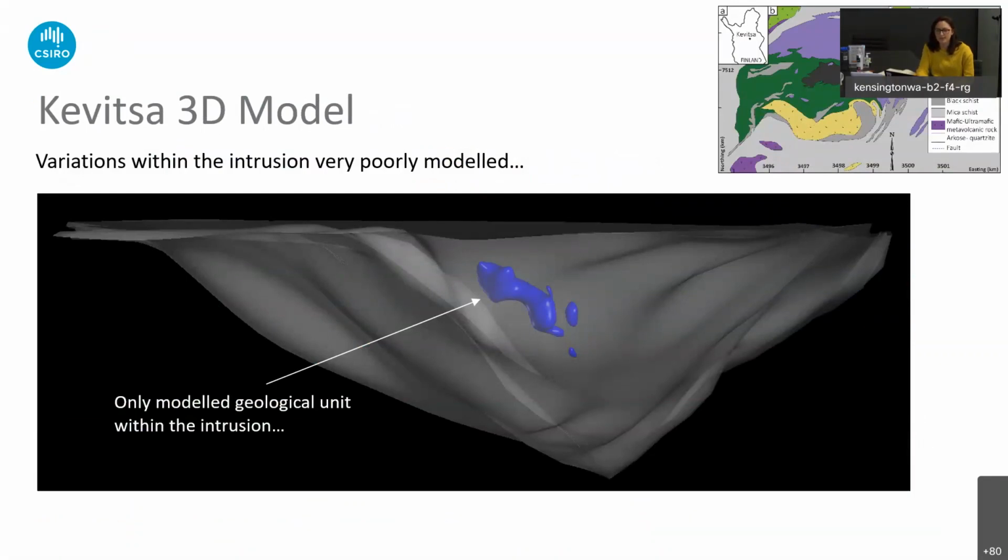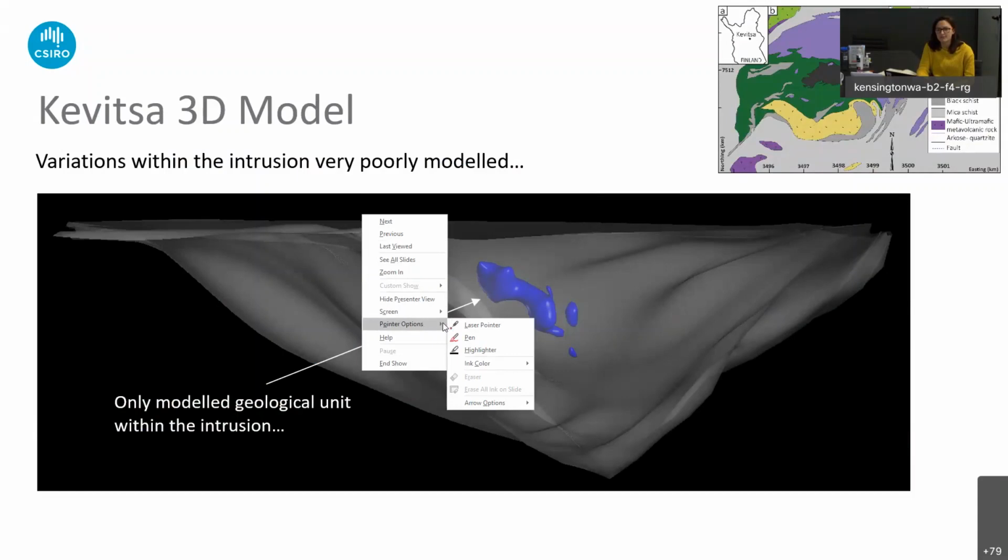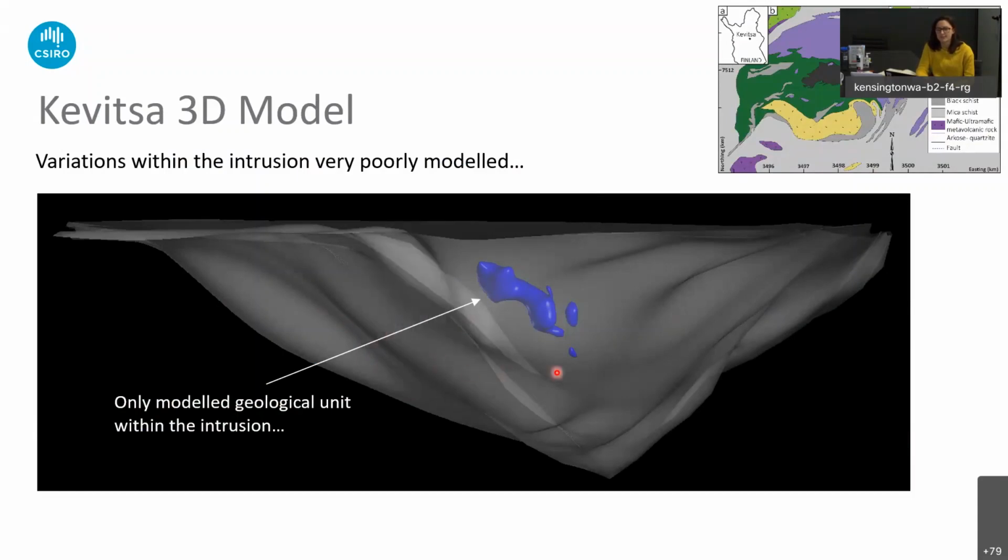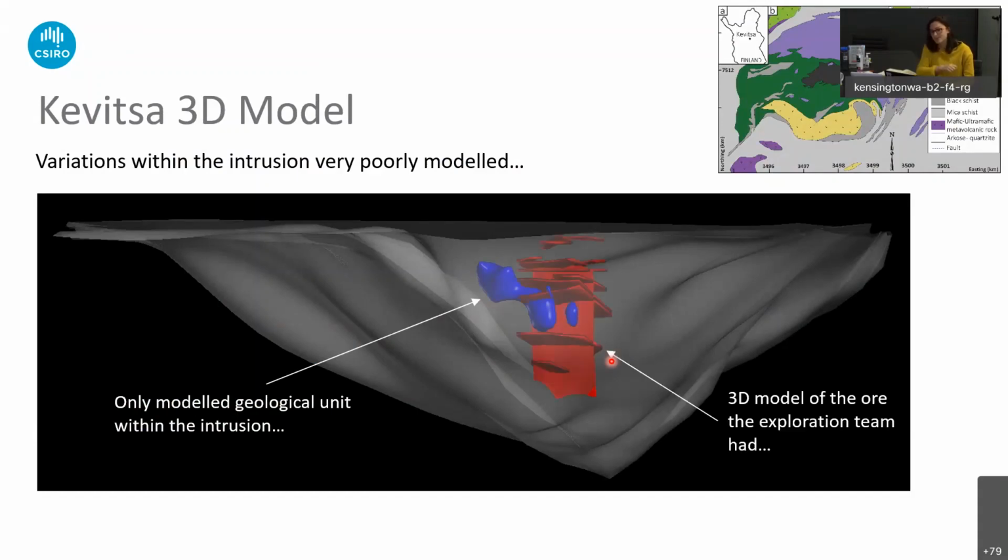So in gray here you have the outline of the intrusion. Trying to see if my pointer works. Yep. Okay. So this is the outline, and they didn't have much model inside it because it's really hard to actually model igneous layering due to the cryptic layering. And this is the only little geological model they had within the intrusion. And then the exploration team had some sort of a model of the ore body, which was quite wrong and not really practical.